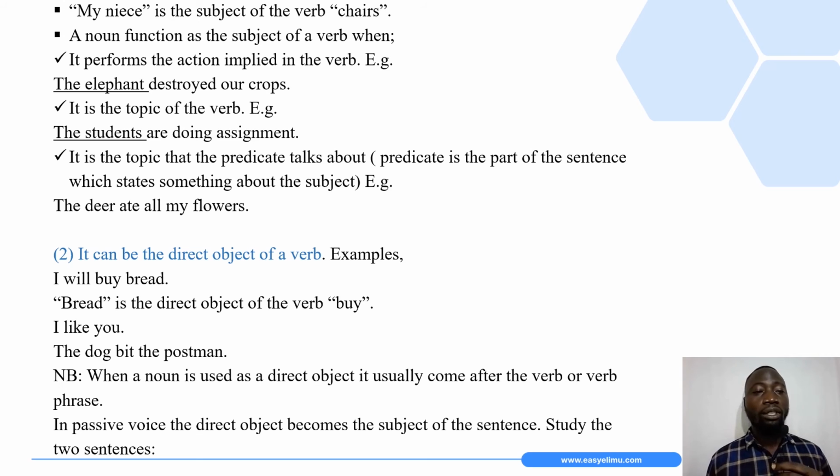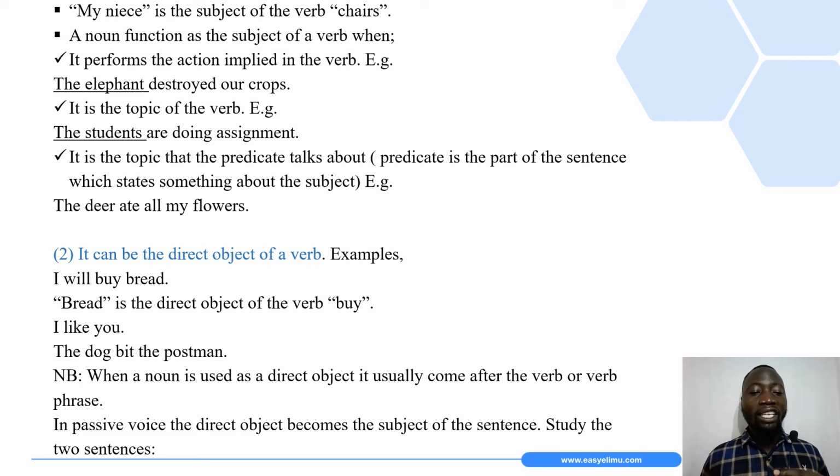In this case, it is the topic that the predicate is talking about. So the second function of nouns in sentences, we can have nouns functioning as the direct object of a verb. We have got a few examples to help you understand that better. In the first example, I will buy bread. Bread is the direct object of the verb buy. There are also other examples like I like you, the dog beat the postman, etc.